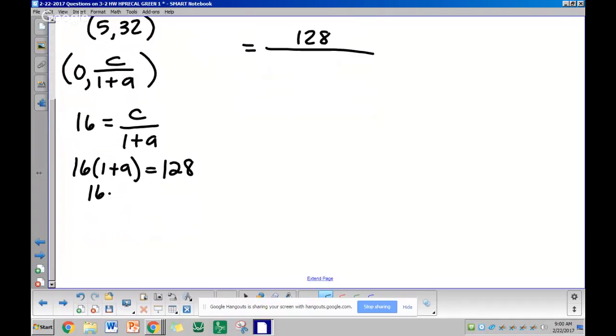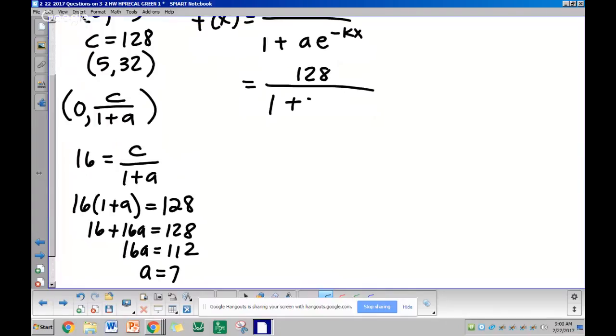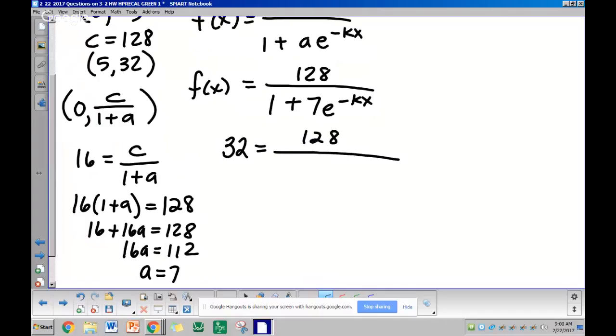So then this is 16 plus 16a equals 128. When you do that subtraction, you get 112. Does that go evenly? Yeah, 8 and 7. I'm happy about that. All right, so then we can say 1 plus 7 e to the negative kx. So what's the only thing we have to solve for now? k. And I'm going to use this point here, saying 32 equals 128 over 1 plus 7 e to the negative 5k.